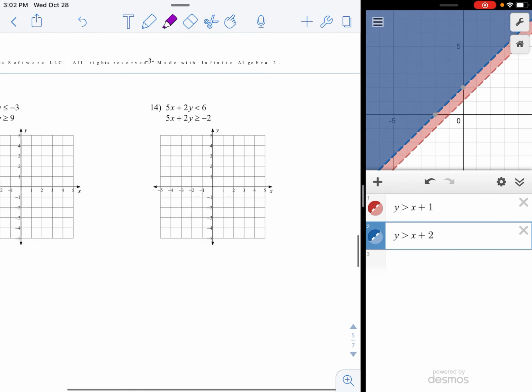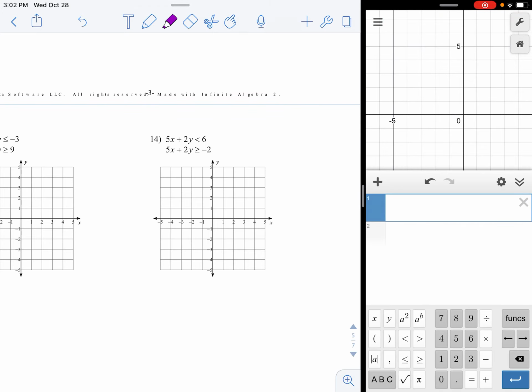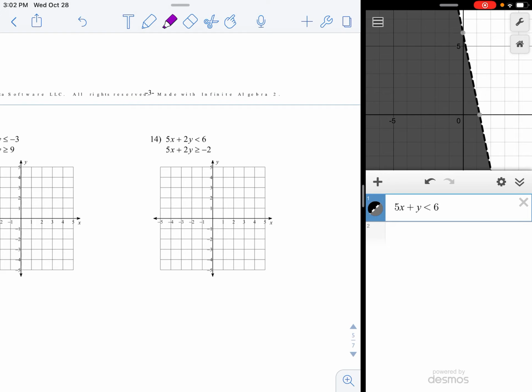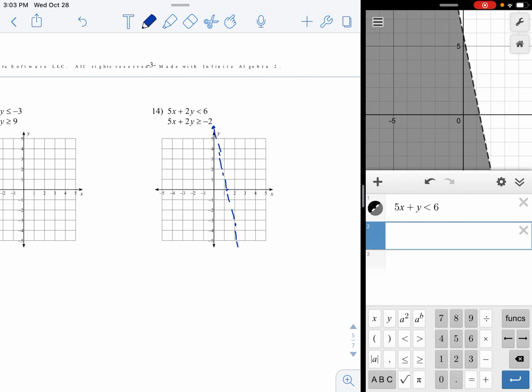All right, let's do 14, and we are done. This one's back to being in standard position, standard form. 5x plus 2y less than 6. So let me go ahead and graph this. 0, 6, so up here. And wow, 1.20. So kind of a dotted line like this. My dotted line is pretty pathetic, but we'll call it good enough. Not going to shade it right now.